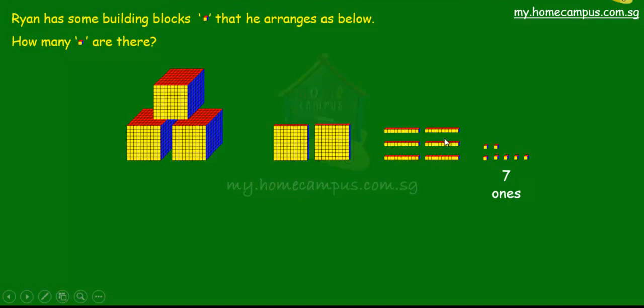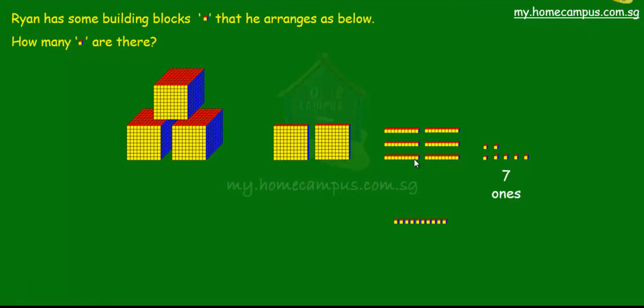Next we move on to this group of blocks, and we see that he has neatly stacked some of the singles together. Now let's count and see how many of those ones there are in each of these stacks. Okay, so there are 1, 2, 3, 4, 5, 6, 7, 8, 9 and 10. Each stack has 10 ones.